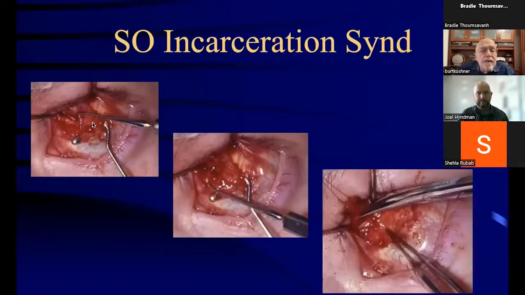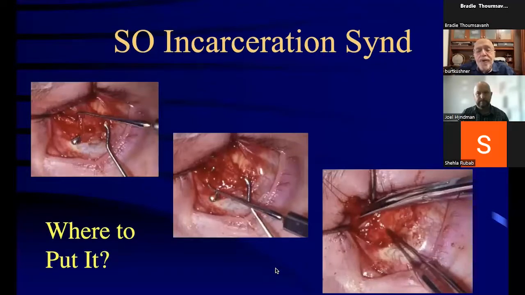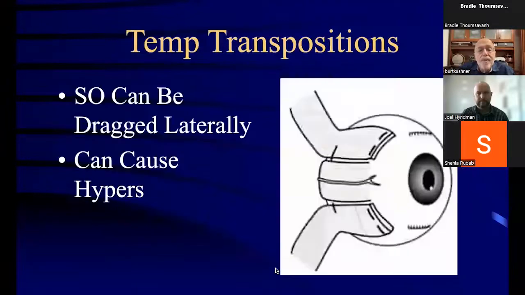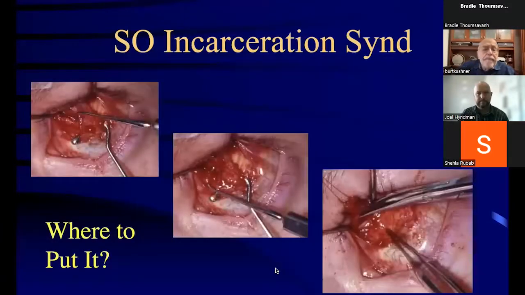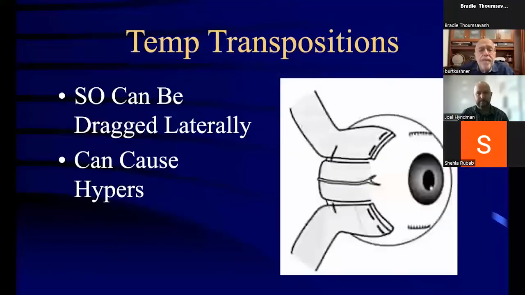This is a different patient, but just to show steps in the procedure. Here's the superior rectus. This is the superior oblique, scarred into the superior rectus, and I detached it. And then, of course, it's a matter of where you put it. That's a whole other discussion. But the important point here is that when you're doing a resection of the superior rectus, you want to sever the frenulum and allow the superior oblique to stay back where nature put it.